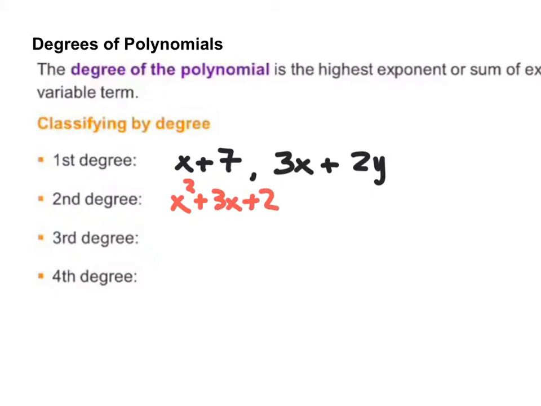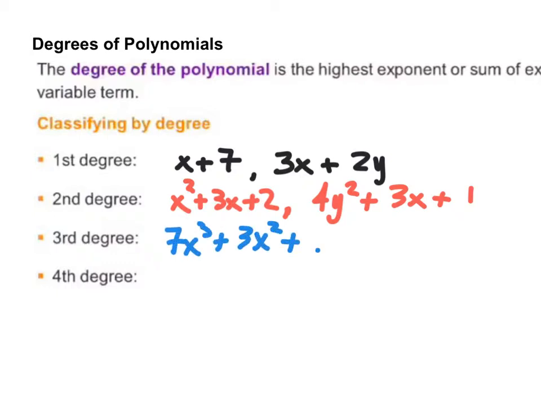A second degree polynomial would be something like x squared plus 3x plus 2, because my largest exponent is 2. Another one would be 4y squared plus 3x plus 1. I'm just making these up, but my largest exponent is a 2. Third degree is pretty simple: we're just talking about something with an exponent of 3. So if I said 7x cubed plus 3x squared plus 4x plus 8, my largest exponent is 3, and that's why we call it a third degree polynomial.